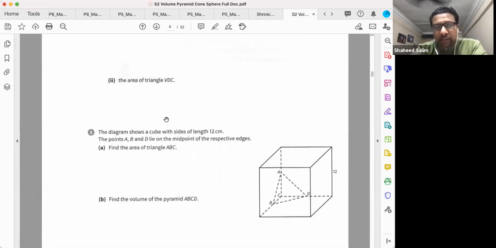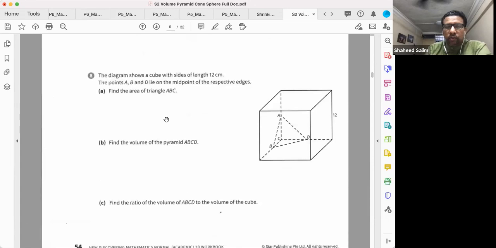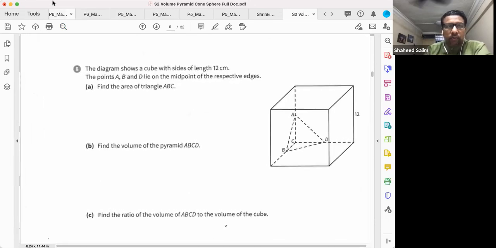Okay, please try this. Question number 8. Read carefully. The big cube is 12 by 12 by 12. Midpoint is halfway through. You know what this is, you can find.